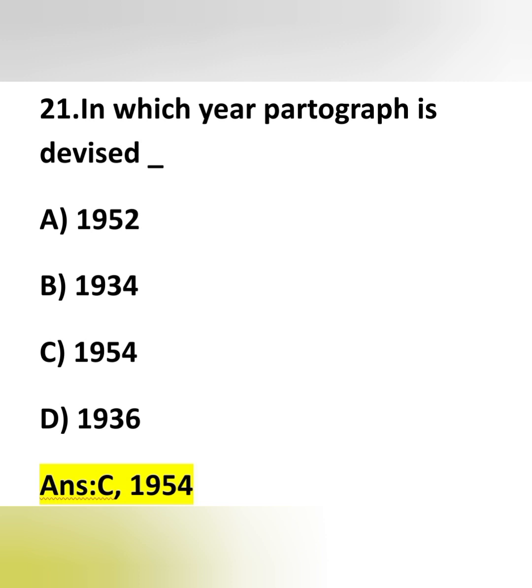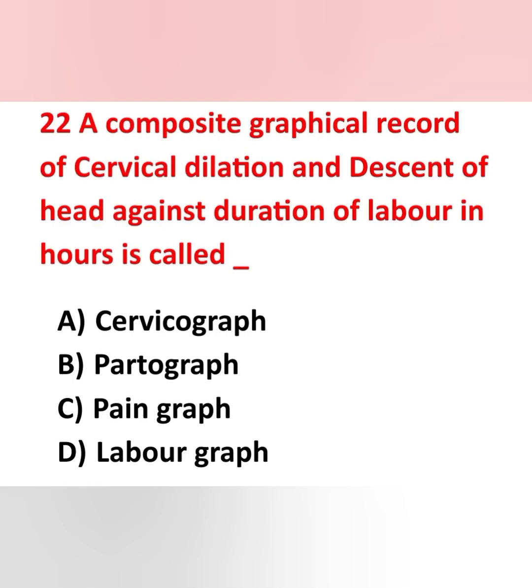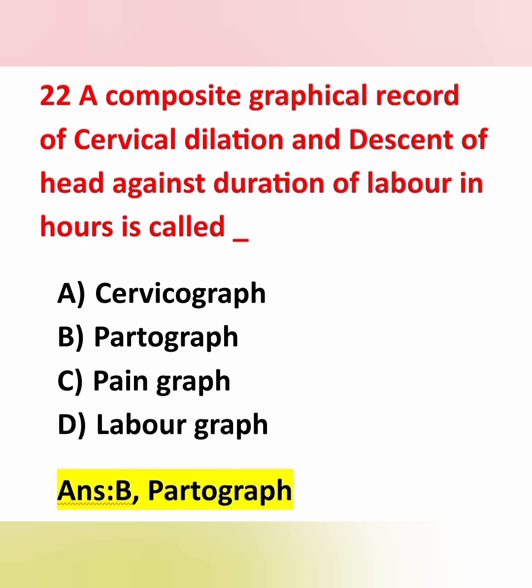The next question, number 22. A composite graphical record of cervical dilatation and descent of the head against duration of labor in hours is called: option A cervicograph, option B partograph, option C pain graph and option D labor graph. Here the correct answer is option B, partograph. Partograph is a composite graphical record of cervical dilatation and descent of the head against duration of labor in hours. This is known as the partograph.